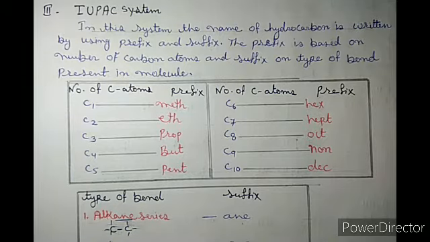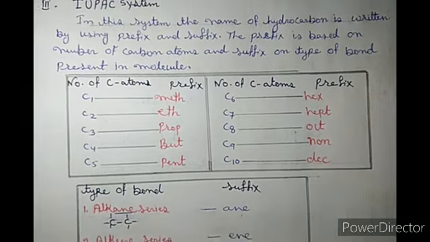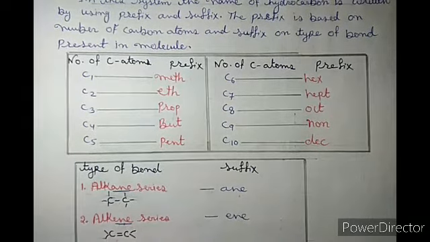The first part, the prefix, is based on the number of carbon atoms, while the second part, the suffix, is based on the type of bond present in the molecule. So the name of a hydrocarbon is made up of two parts: first is the prefix and second is the suffix. Prefix denotes the number of carbon atoms, while suffix denotes the type of bond present in that molecule.